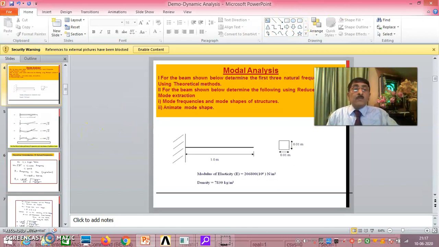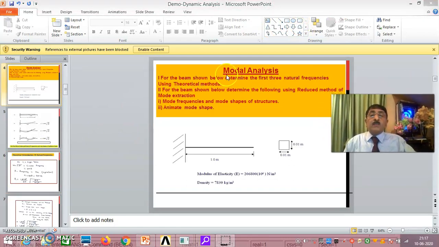Now I am going to touch upon modal analysis. For the beam shown, a cantilever beam, it is 1 meter in length, the cross section is 0.01 meter width and 0.01 meter depth. The modulus of elasticity is 2.068 into 10 to the power of 11 Newton per meter square. Density is 7,830 kilogram per meter cube.